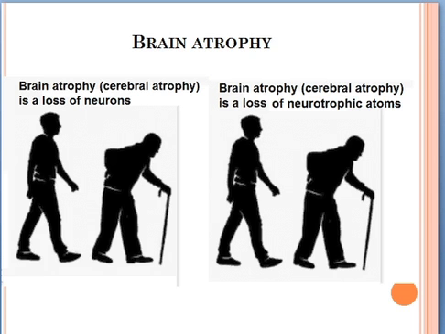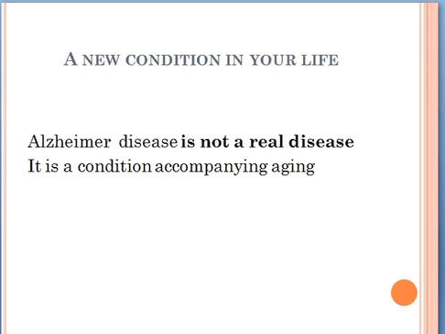Brain atrophy or cerebral atrophy is a loss of neurons, but brain atrophy is also a loss of the neurotrophic atoms, which is the main manifestation of aging. So Alzheimer's disease is not a real disease. It is a condition accompanying aging.